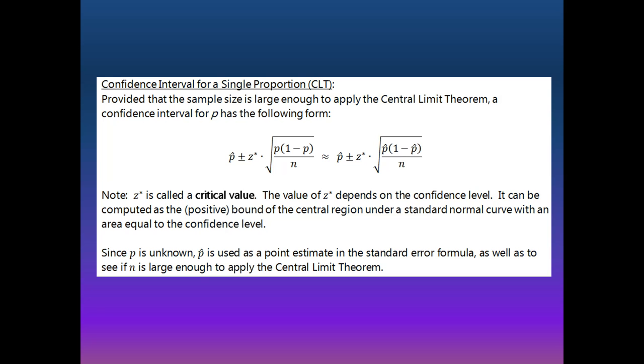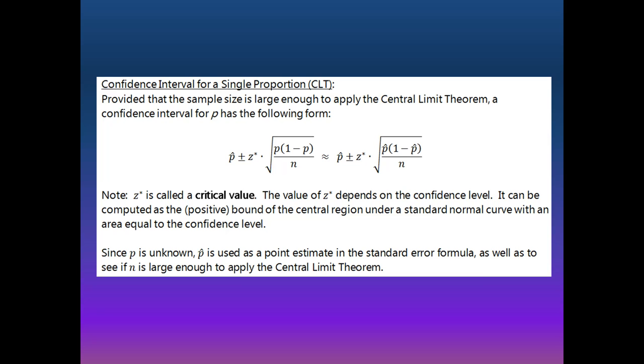The other part of the formula that's worth explaining is the z star. That's something called a critical value. For proportions, the critical value comes from a standard normal distribution. That's why the z notation is being used, just like in Chapter 5. The way that you can compute the critical value, or the z star, is as the bound, really the positive bound, although you could use the negative bound if you wanted to, of the central region under a standard normal curve with an area equal to the confidence level.